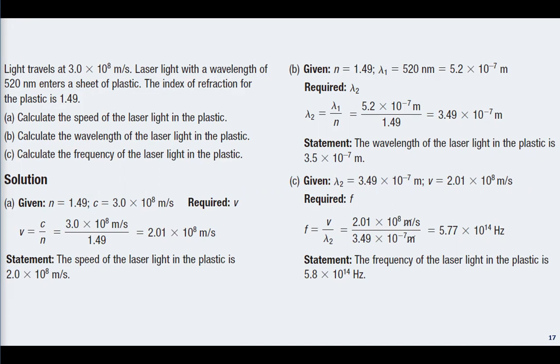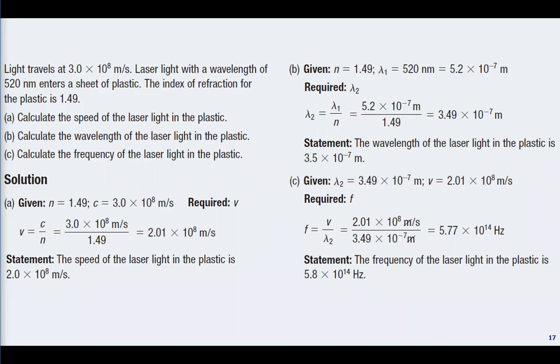And lambda 2 is the wavelength of this light in this plastic. So we have lambda 2 equals lambda 1 over n2. In this case, we can just use n because n1 is just 1, right? So lambda 2 equals lambda 1 over n, which is 5.2 times 10 to the power of -7 meters over 1.49. So that gives us lambda 2 equals 3.49 times 10 to the power of -7 meters. So the wavelength of laser light in this plastic is approximately 3.5 times 10 to the power of -7 meters.